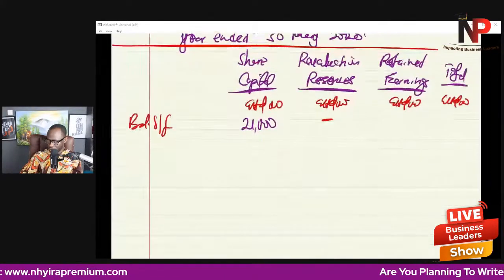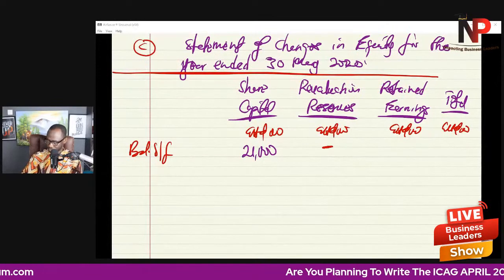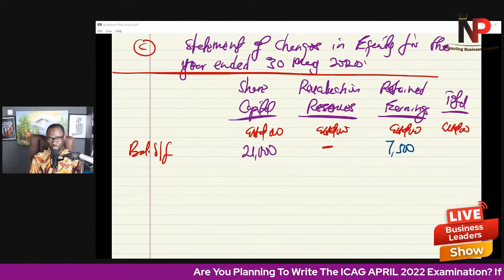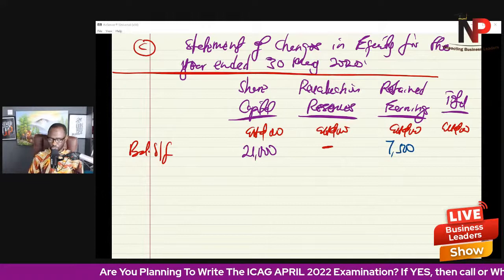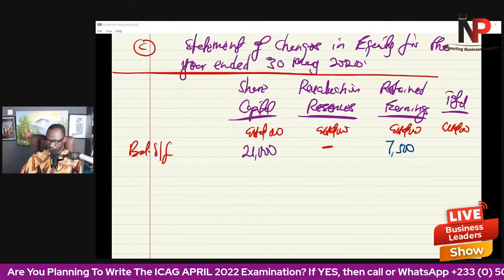So that becomes the opening balance for retained earnings, 7,500. So we work on the total columns, and that is going to be 28,500.